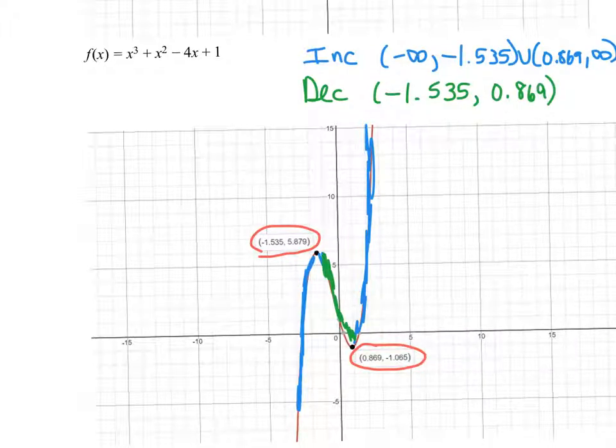So that's a little bit about some properties of functions and how they are increasing and decreasing. If you have questions, please let me know.